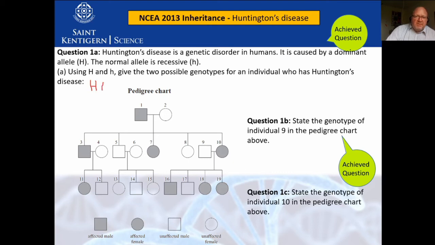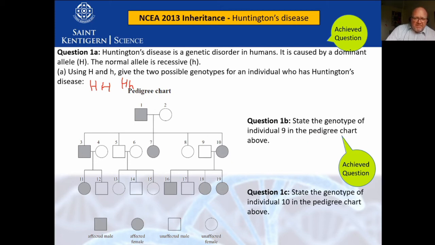I cannot write with a mouse, it's terrible. Anyways, homozygous dominant, or it can be heterozygous. Bang. And just like that, you have an achieved point. Easy peasy. Now, state the genotype of individual 9 in the pedigree chart above.